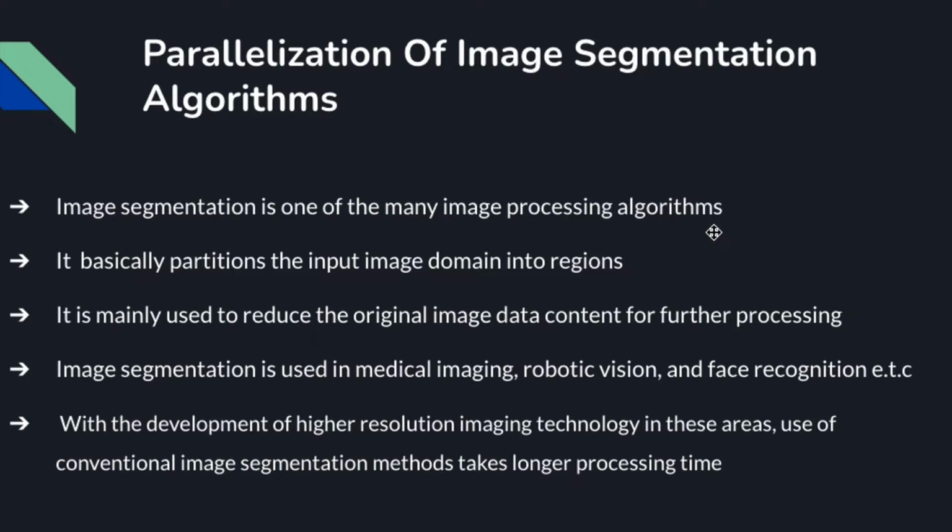Hello everyone. So I'll be talking about image segmentation algorithms and how we can parallelize them. Image segmentation is one of the many image processing algorithms. It is mainly used to reduce the original image data content for further processing or faster processing of the image. So image segmentation basically partitions the input image domain into regions. These regions will contain pixels with a certain similar property with respect to each other in that particular region.